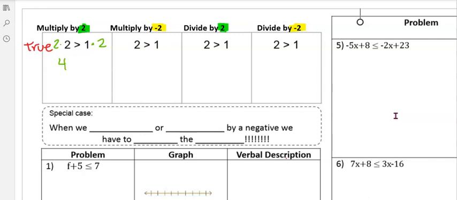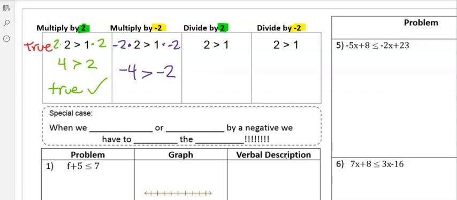And let's read that last statement that I just wrote. Hold on, it's taking a moment because it's lagging. It is true. 4 is greater than 2, so that's a true statement. So it is okay to multiply by 2 on both sides. What about multiplying by -2? Let's see what happens. Multiply by -2. Okay. So -2 times 2 is -4. And then 1 times -2 is -2. Now let's read that statement. Is -4 greater than -2? No. So that came out false.